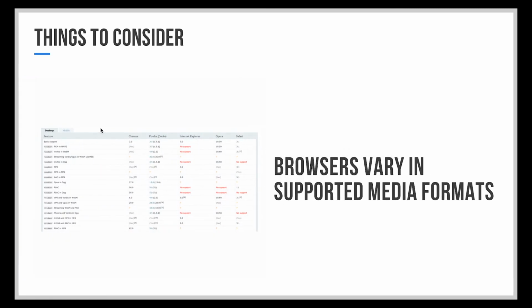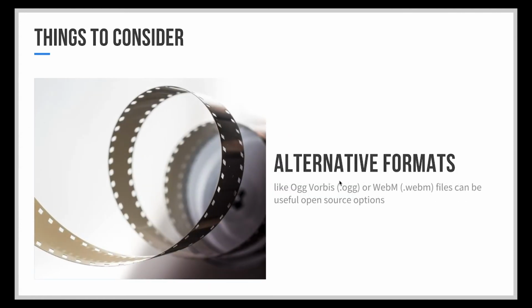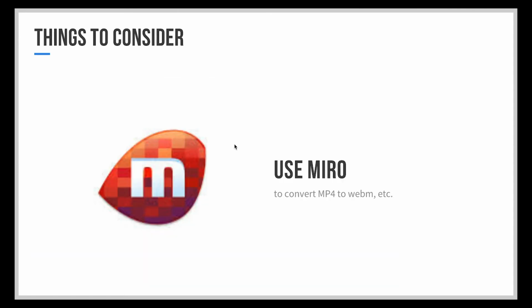Browsers vary in the support they have for media formats. So most video on the web is an MP4, but for some reason you may not want to use an MP4. Different browsers support them differently. So you can use an alternative format like OGG Vorbis or WebM, which is a different type of file name for your video. These are open source. So if you happen to need to use a WebM, for example, you can use Miro to convert your MP4s to WebM.